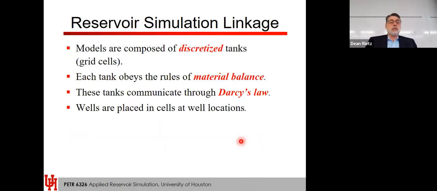Okay, so models are composed of discretized blocks, grid cells, or discretized tanks. Each tank will obey Darcy's law and material balance. The tank itself will obey material balance, and the communication between one tank and another will be governed by Darcy's law. And then we put wells inside these tanks as well.